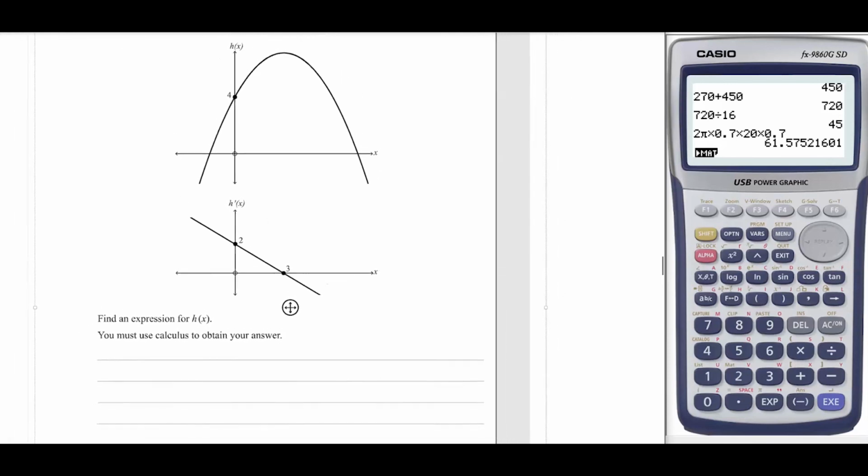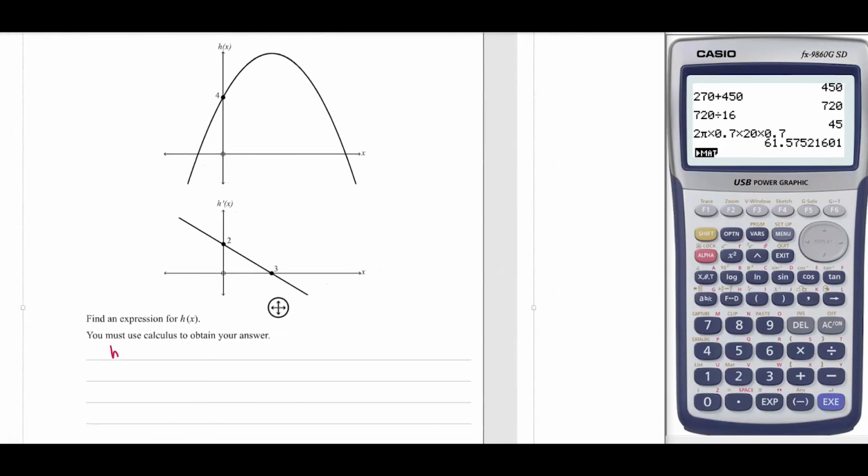Okay, let's start with the equation of h dash of x. We can get that from the intercepts that we have of this line. So I'll use y equals mx plus c. The gradient is rise over run, so that's 2 over 3, and it's negative. And the intercept is 2. So this will be negative 2 over 3 x plus 2.